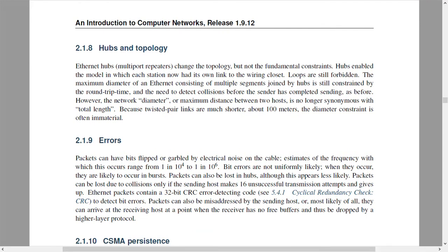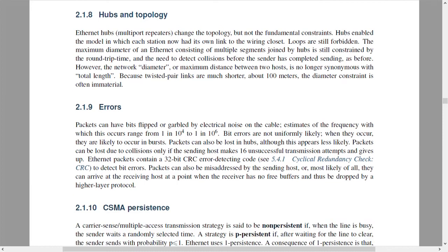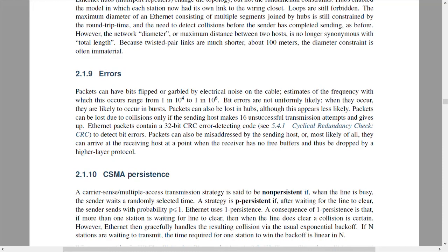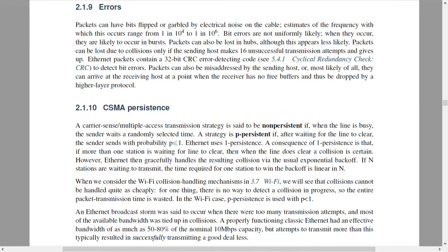Hubs, which are basically repeaters, change the topology, but not really, they didn't change the use on what they do. There are errors. That's what the CRC error code is. We will get into that in a later chapter.